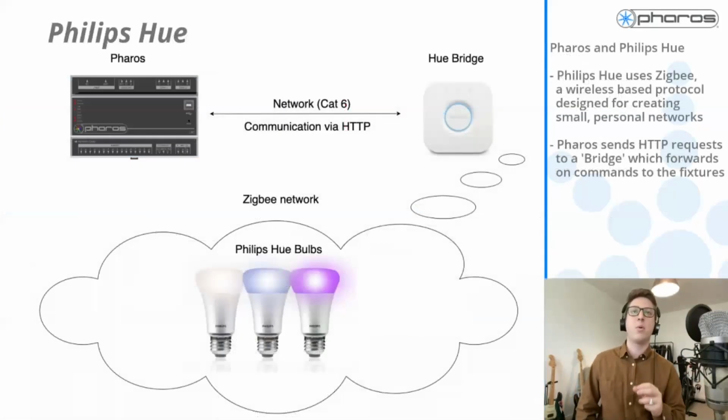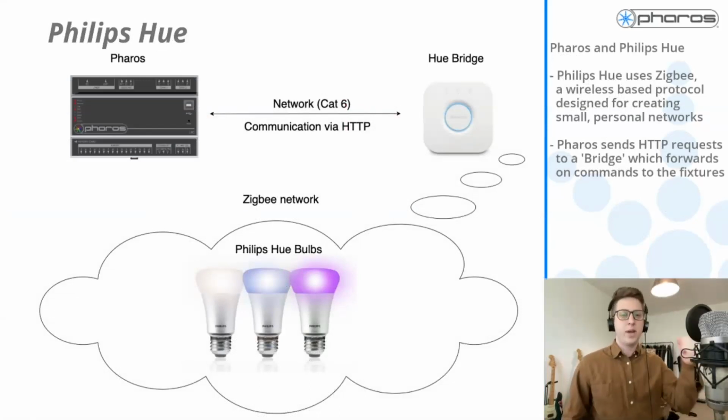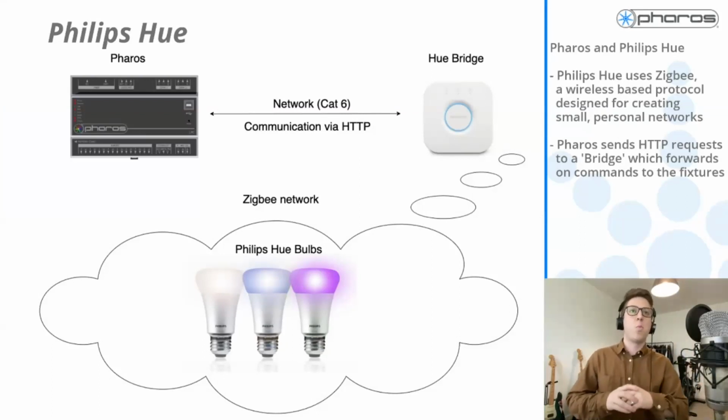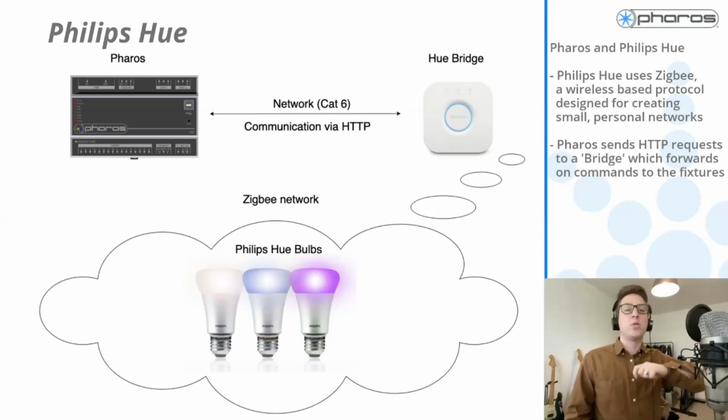So the next thing that I want to have a look at is Philips Hue. It's a similar kind of concept. We have a bridge. This bridge sits between Pharos and the Philips Hue bulbs. And then you have this wireless protocol called Zigbee that Philips uses for creating a small network between the fixtures. And of course, we'll send HTTP requests to the Hue bridge.